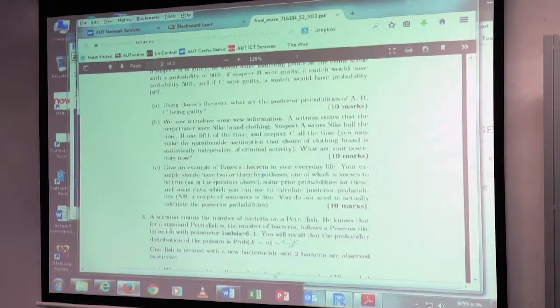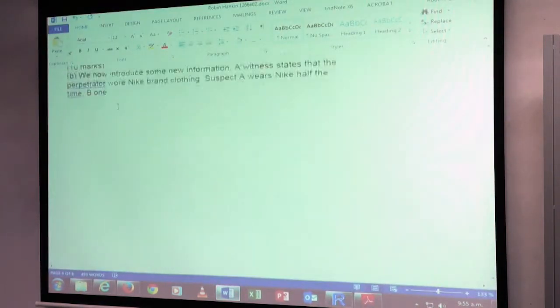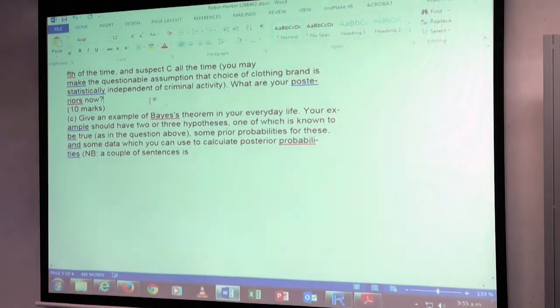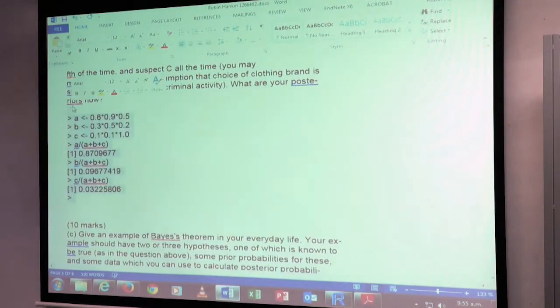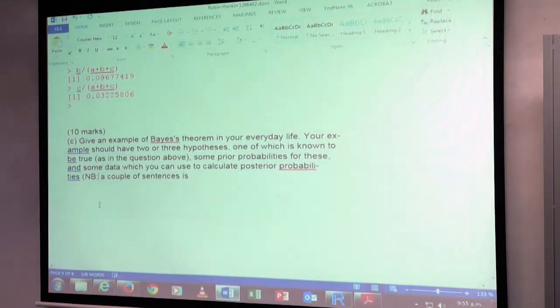Right click, copy. Got a word. What are your posteriors now? Right click, paste, and we're done. Make it red, Courier New. Done.